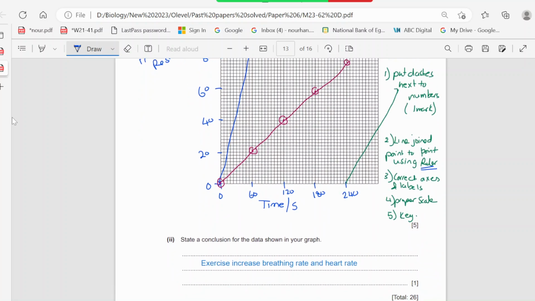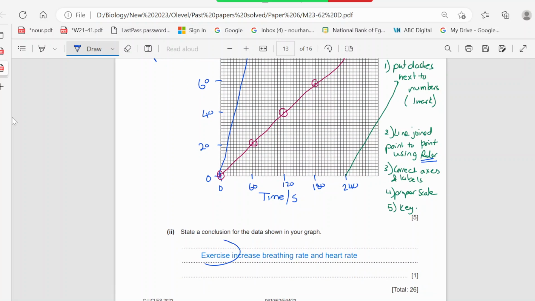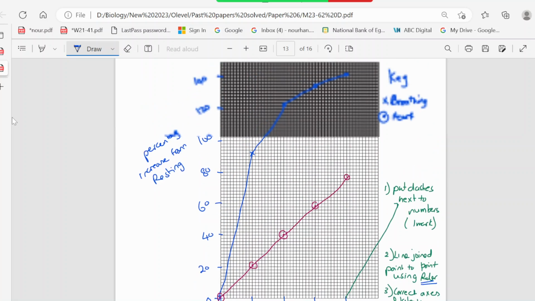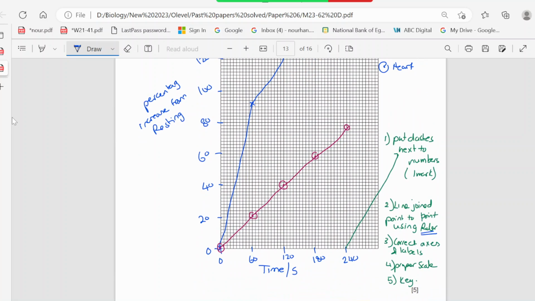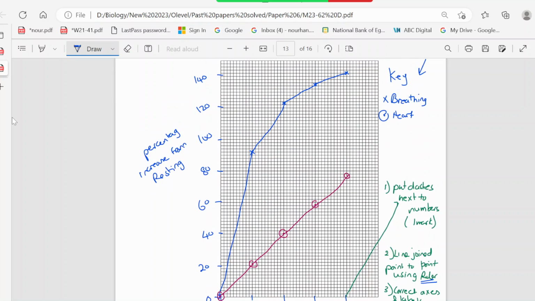State the conclusion for the data shown. Exercise increases both the breathing rate and the heart rate. Both of them increase with exercise. And this is it for March 23.